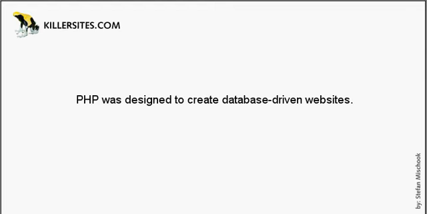Like automobiles, each programming language has something that it's very good at doing. Each programming language is designed to do a very particular task. So for example, PHP was designed from the ground up to create dynamic database-driven websites.